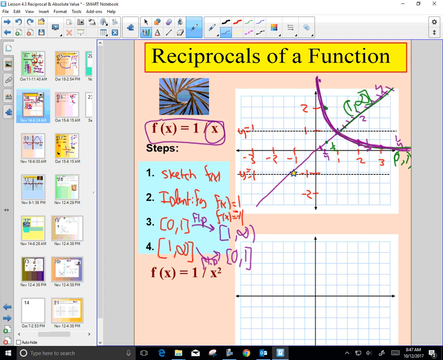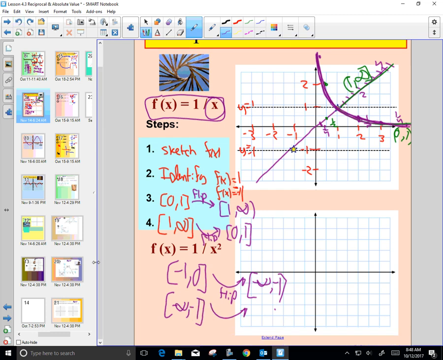Let's do the negative side. On the negative side, you can also look at 0. Actually, negative 1 to 0 is going to flip to negative infinity to negative 1. And obviously, you'll have negative infinity to negative 1 flipping to negative 1 to 0. So let's do that.